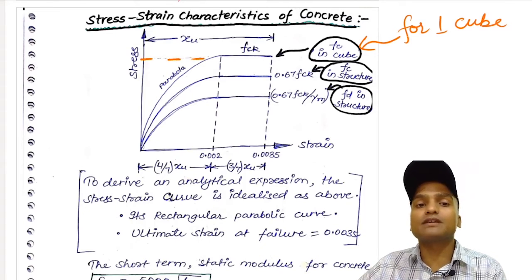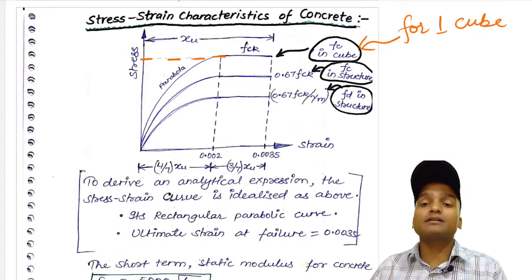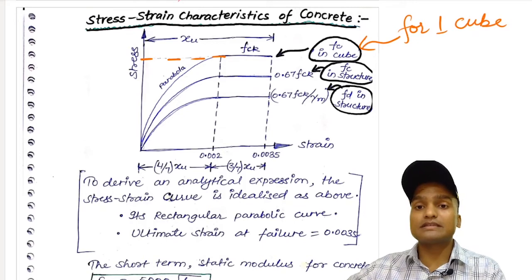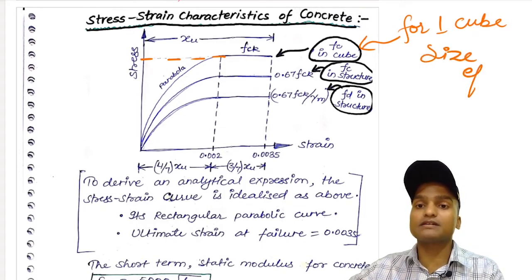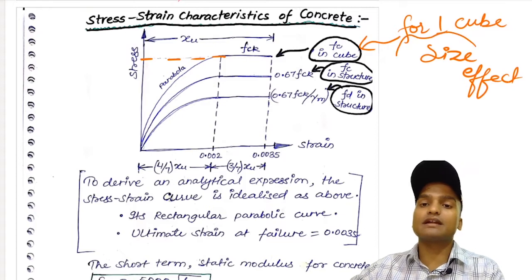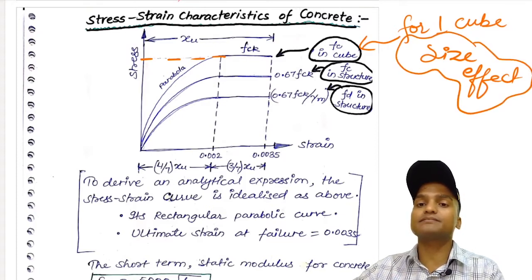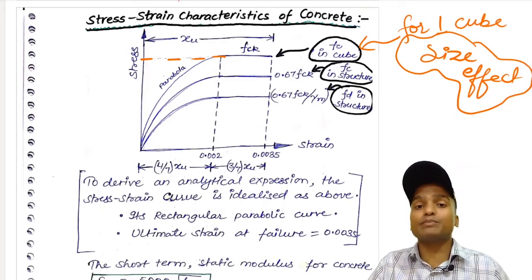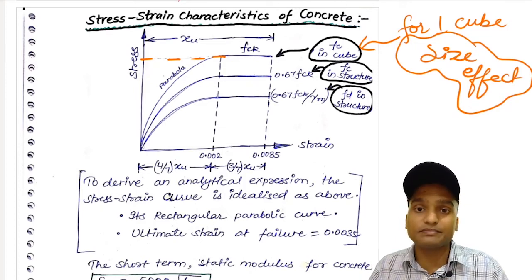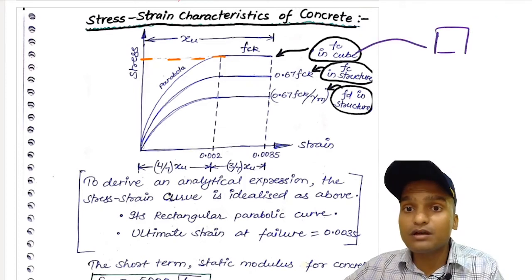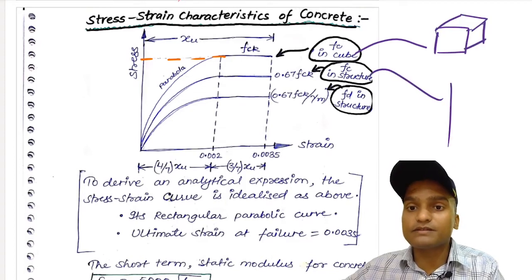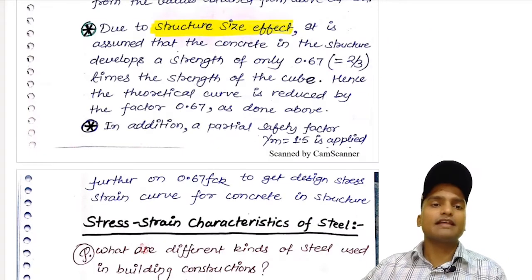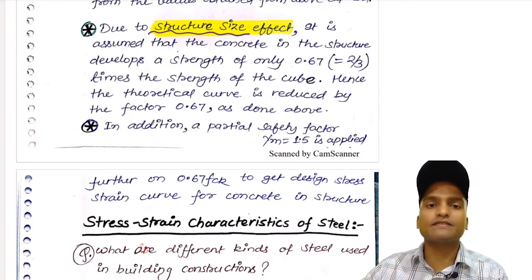This is the fck value for one cube, but concrete has got a size effect. And what is this effect of size? It says that due to the difference in size, the behavior of one cube is not the same as the behavior of concrete in the entire structure. So if the first curve is just for a cube, then the second curve is for the entire multi-story building. This effect is called size effect, and here we have written it as structure size effect.